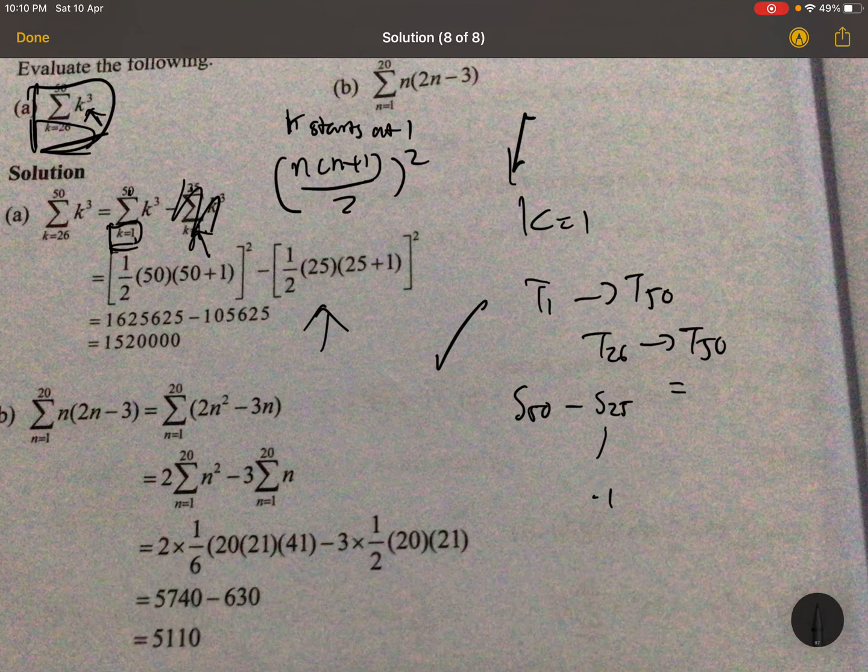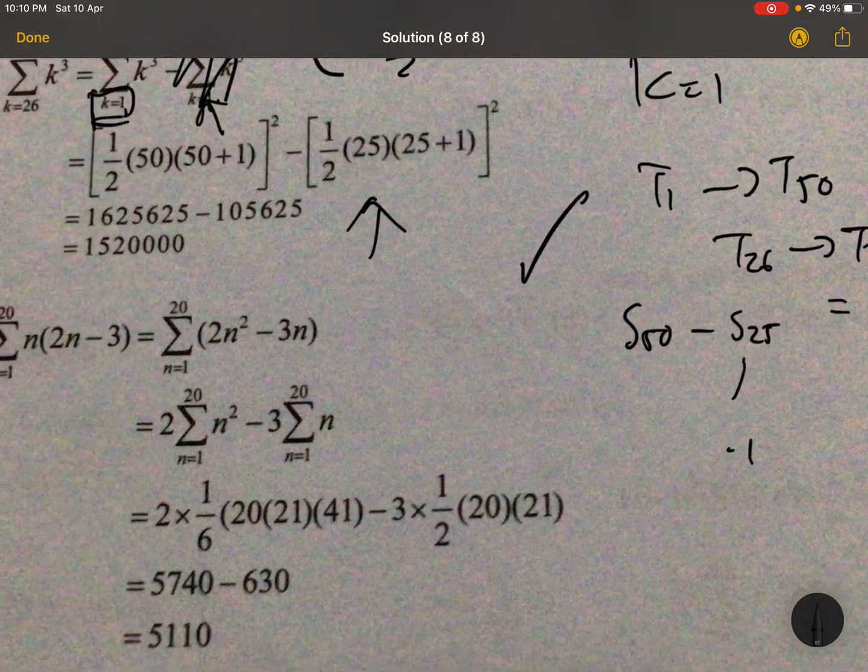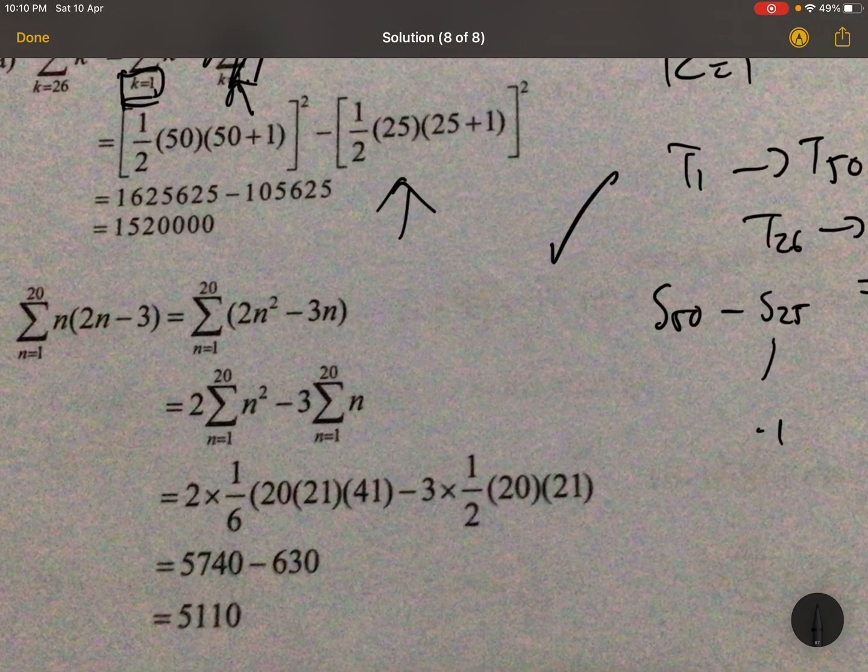Okay, the next question. I'm going to minimize this because I have to show this whole part. So this question: sigma n equals 1 to 20 of n(2n minus 3). Now you will think about putting the values in one by one, but that will take forever. So instead, what you should be doing is you want to multiply the whole thing. So n times 2n equals 2n squared minus 3n. Now, you see here that here is n squared and then here is n.